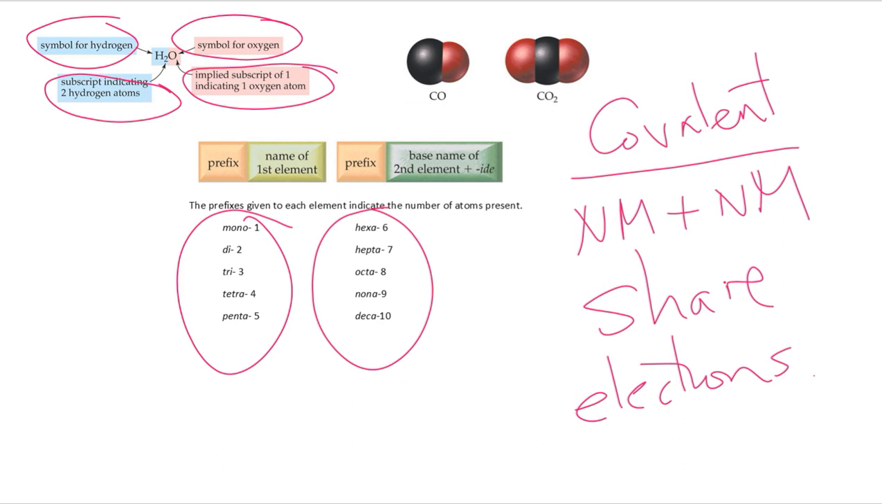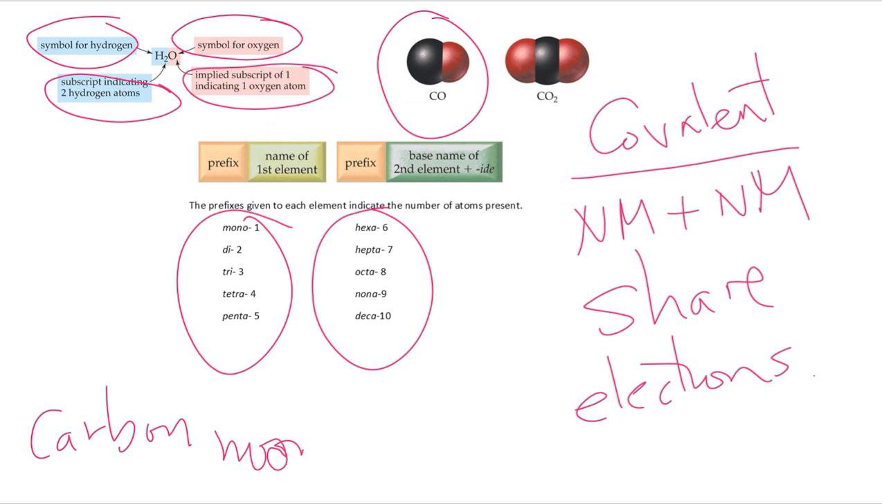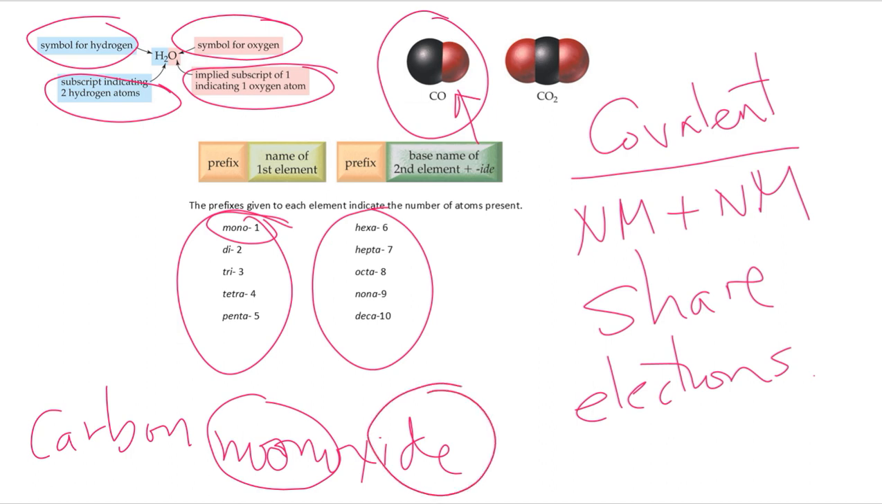For example, this one that you can see here is carbon monoxide. You use mono here because you have only one atom of oxygen, and as you can see, it ends in "ide." But in the other case, carbon dioxide, because you have two atoms of oxygen.